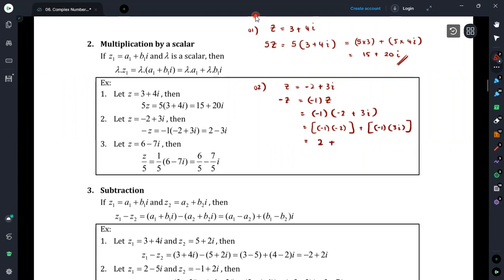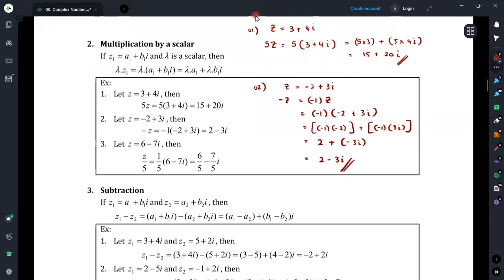Then it is plus, with here minus 1 into 3i, it is minus 3i. Then we get this as 2 minus 3 times i.